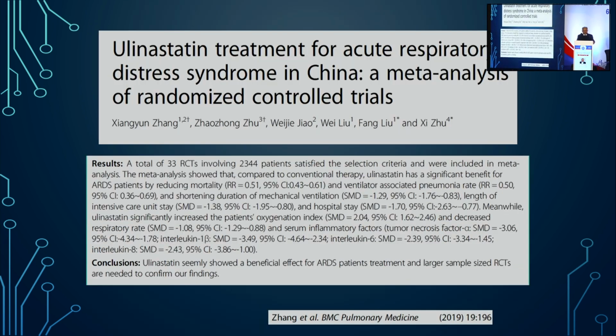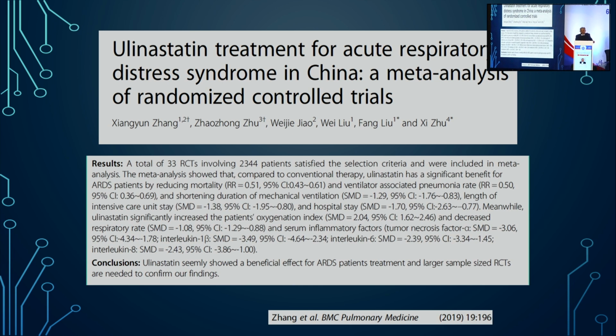and it may not be really of benefit. Some of the newer modalities, for my Western friends who do not use this, is ulinastatin. There's a lot of Chinese work in this. And this was a paper by Zhang's group, in which this was a meta-analysis. Again, they found 2,300 plus patients, and they found ulinastatin seemed to show a beneficial effect for ARDS patients treatment, and larger sample size RCTs are needed to confirm this.